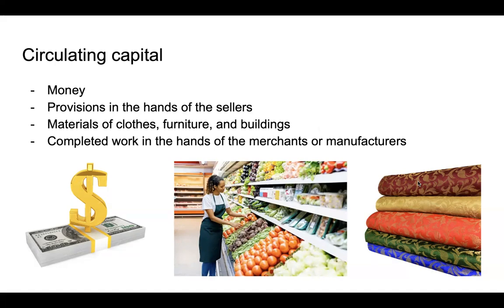And then, although in the hands of the consumer, they are considered as the stock for immediate consumption, in the hands of the seller, they are being considered as circulating capital, and then they generate the revenue when they are sold. And also complete work in the hands of the merchants or manufacturers, right? So, for example, tools and machines and, I don't know, watches and so on, right?